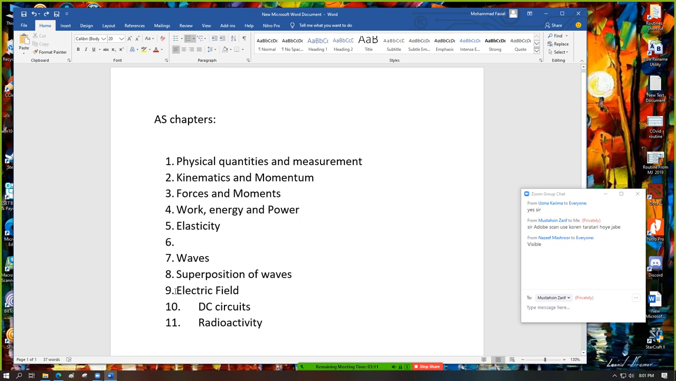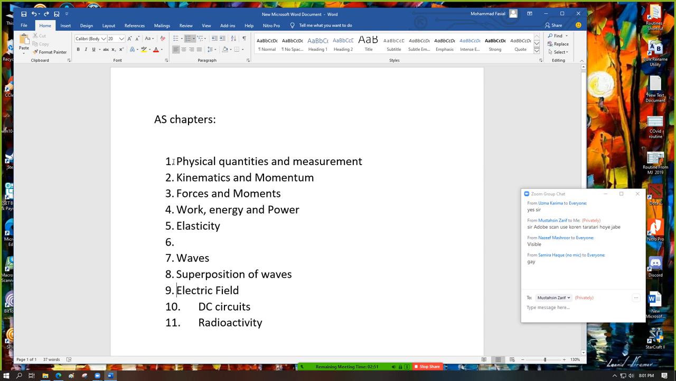Okay, never mind. So these are the 11 divisions that I usually teach the syllabus by. Number 6 I have kept blank because that was discarded from the syllabus, so we are not going to be dealing with it. I'll be going in a sequence like this, and I'm just giving a small outline of what these chapters contain.